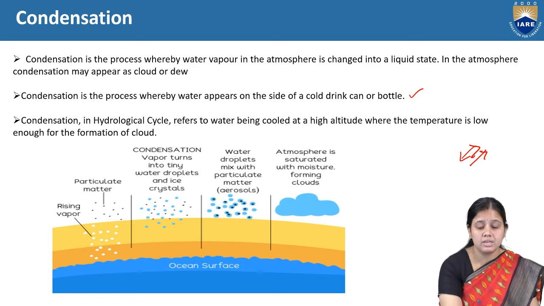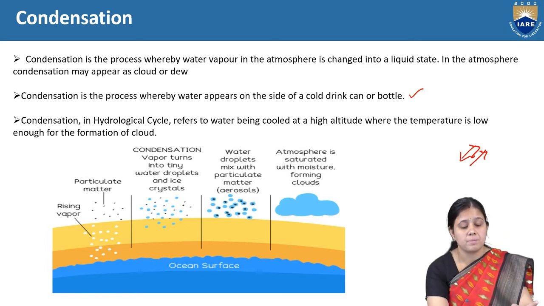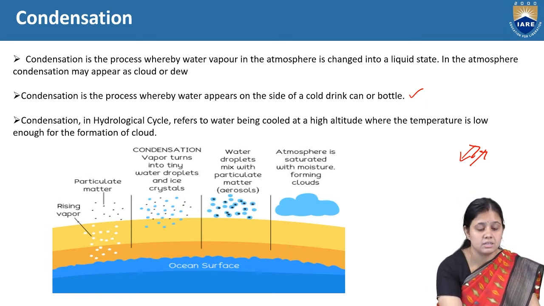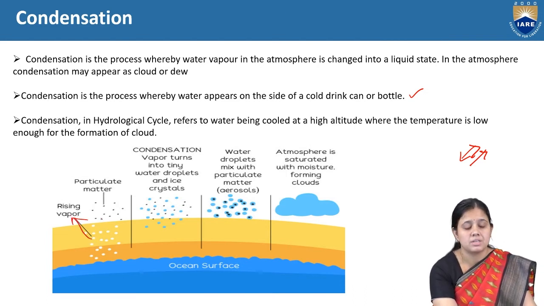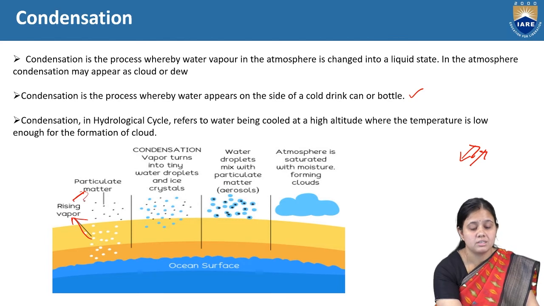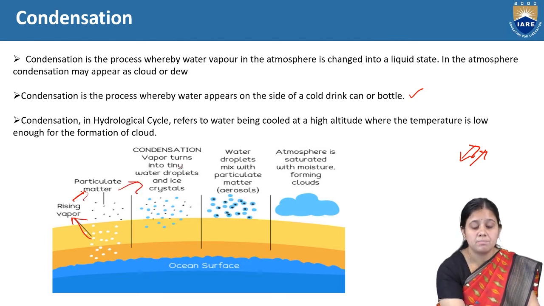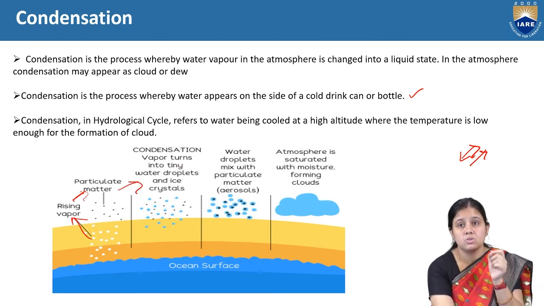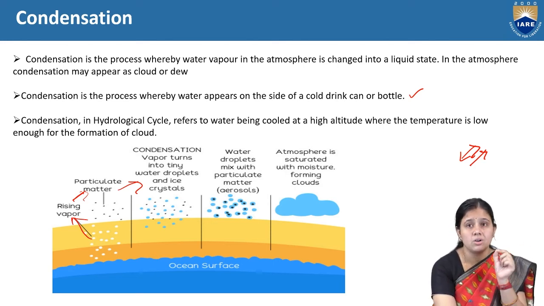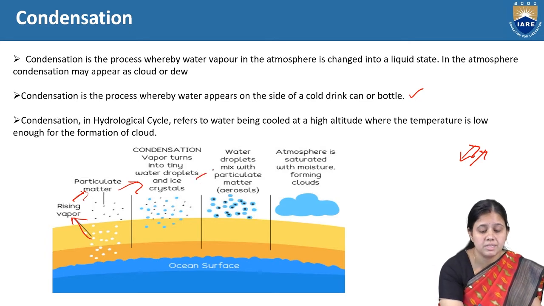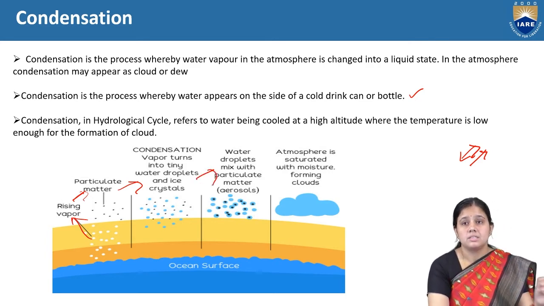You can understand this condensation process from this picture. The vapors go into the atmosphere with the help of sunlight, and some particulate matter is there. Then the condensing vapors turn into tiny water droplets or ice crystals. If you keep the bottle out of the fridge, small water droplets appear on it. The water droplets mix with the particulate matter.